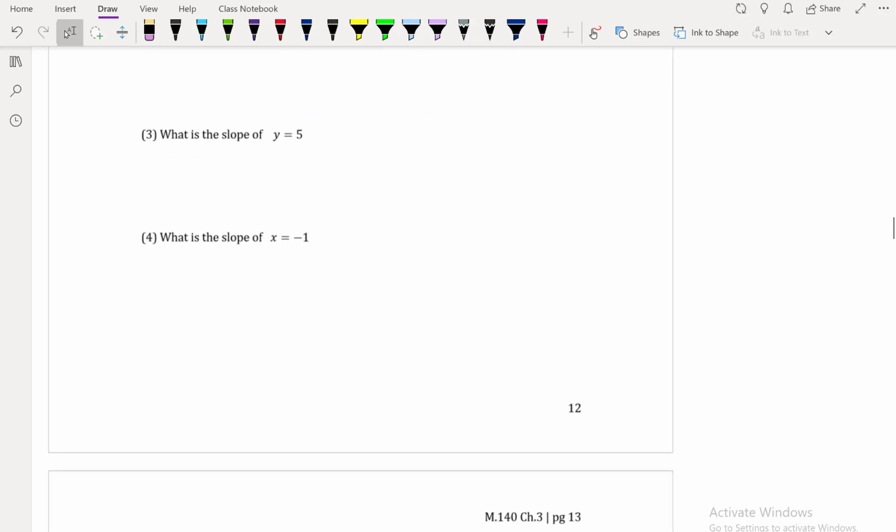Now for number 3, it's slightly different. It's asking what's the slope of this equation. Here, this is a very special linear equation. We've talked about this before, where if we have a linear equation and y is equal to some number, that tells us that we are going to have a horizontal line.